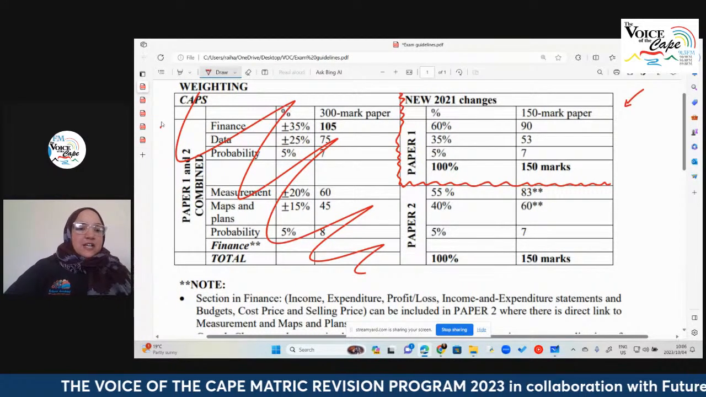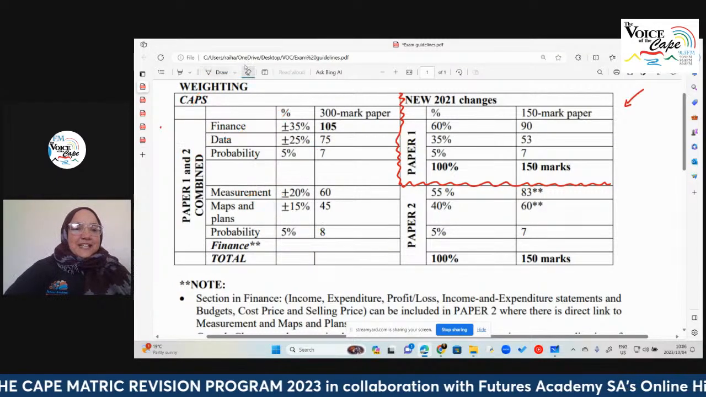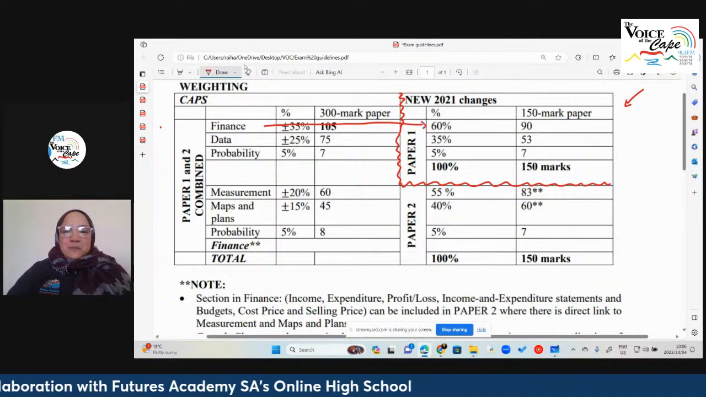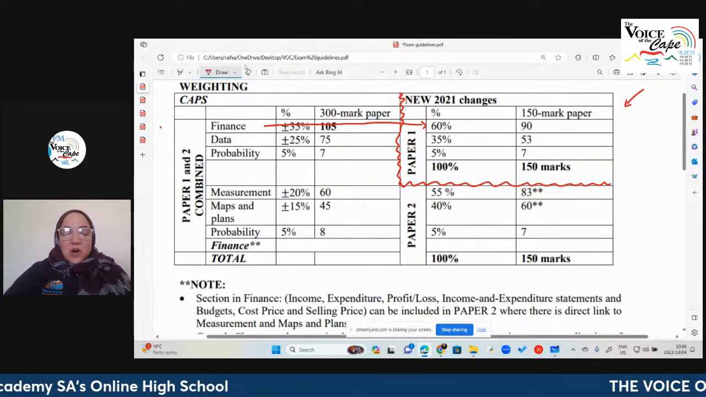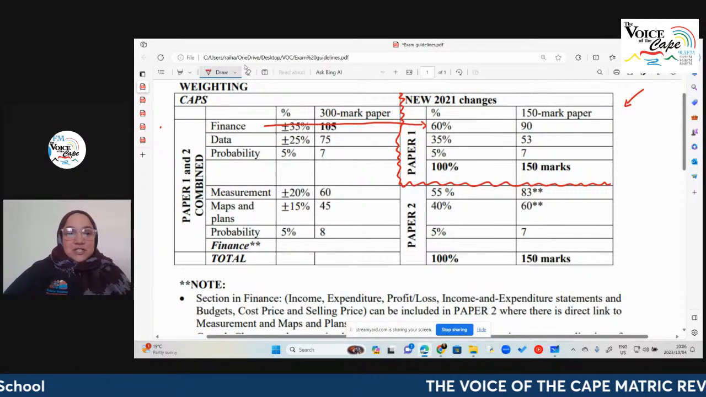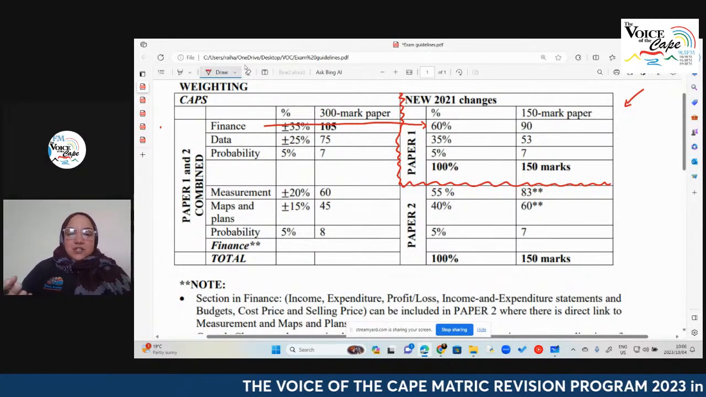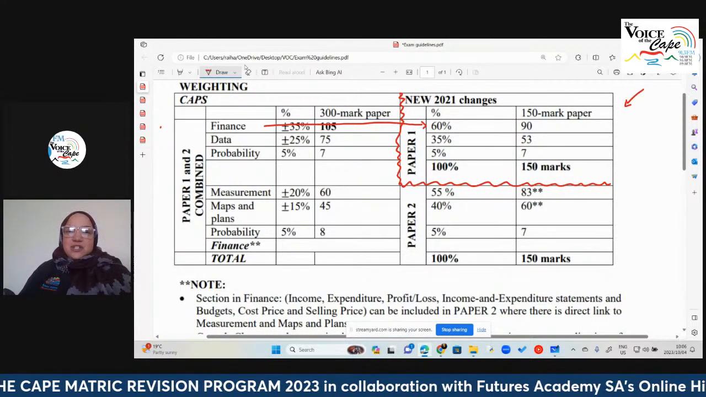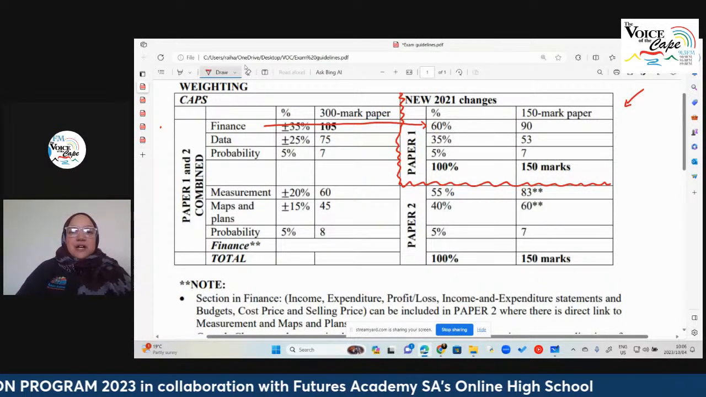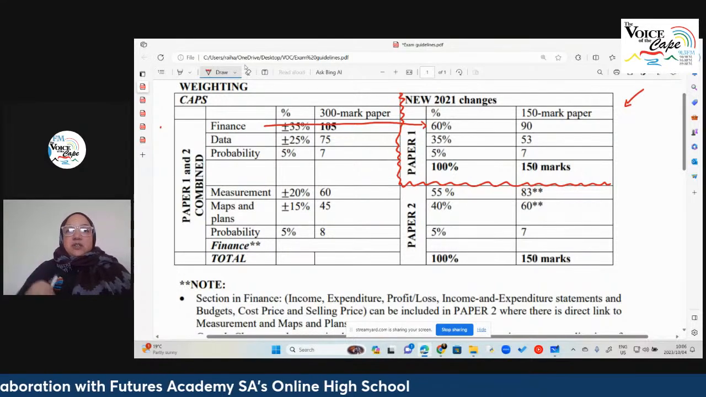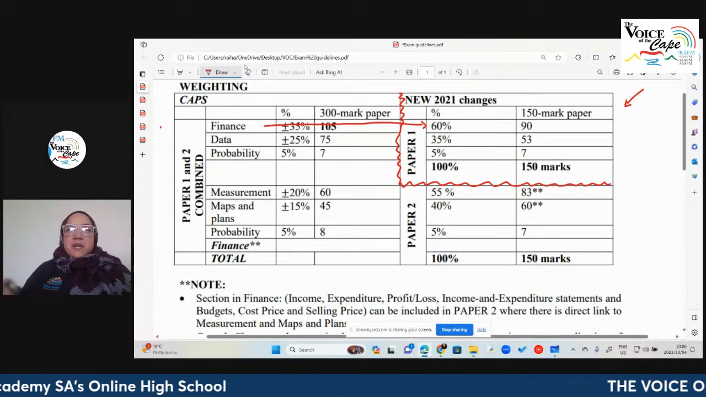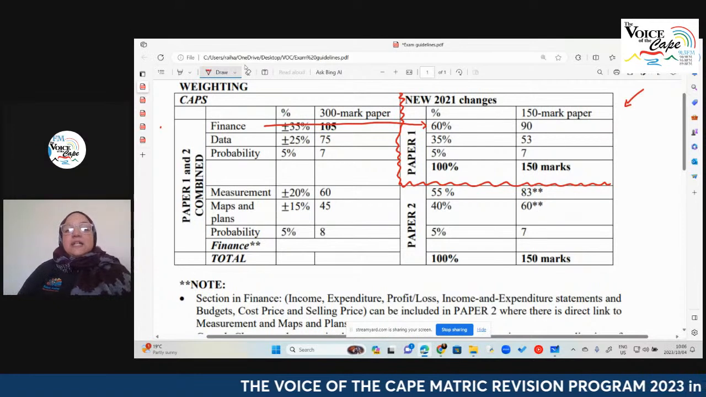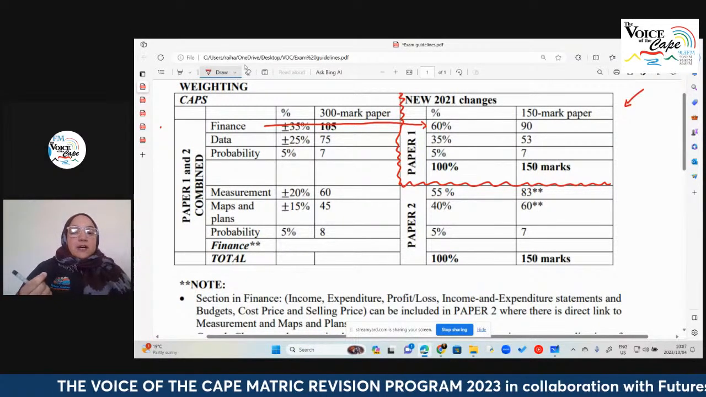So I know I scratched this out, but let's just take that away. If we look at it over here, our finance is 60% of your paper, which accounts for about 90 marks. That's quite a lot of marks in your paper. So finance is quite a big section, and finance encompasses your interest calculations, your income and expenditure, cost calculations, profit, loss, taxation. So it's a lot of content to be covered in one section. You also get your break-even analysis. All of that is covered under finance. Okay, so it's a lot of content, and that's why it is such a big percentage of the paper.